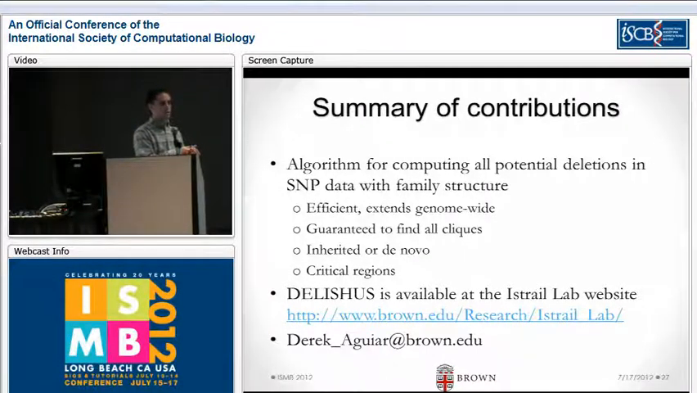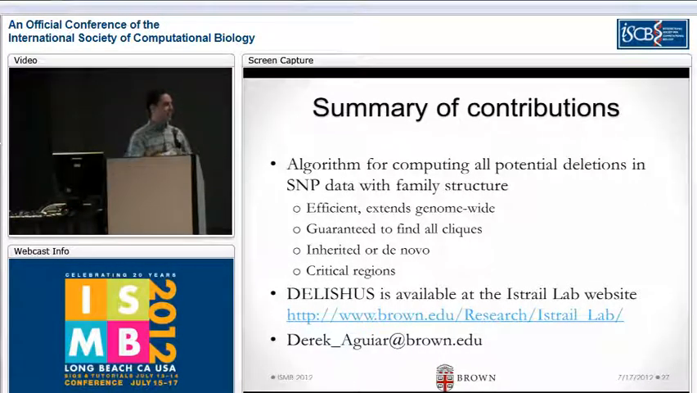So just to summarize, I've presented an algorithm for computing all potential deletions in SNP data with some sort of pedigree structure that's known a priori. It's efficient, and it extends genome-wide, so you can apply this to GWAS data. It's guaranteed to find all maximal cliques, and therefore all potential configurations of deletions in your data. It can work in either an inherited or a de novo interpretation. And we also presented this critical regions algorithm.